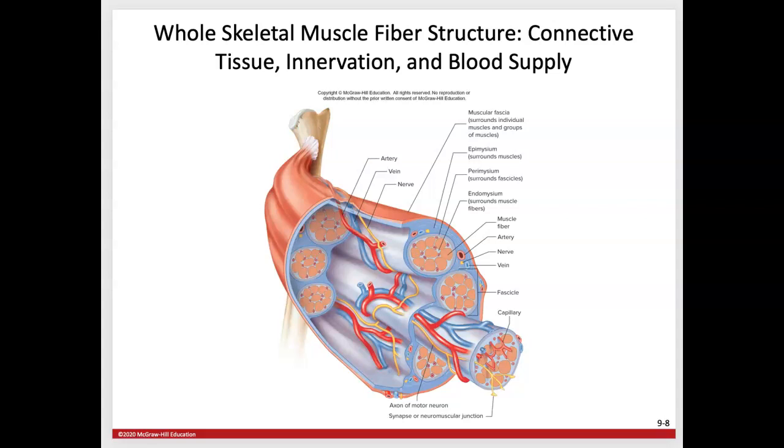So this is the first picture you're going to see here of a whole muscle, and they show a cutaway so you can see the individual parts. And we're going to go over this as we move forward. You will have to label parts of this, not every single one of these parts, but the majority of what's in this picture you're going to have to label.